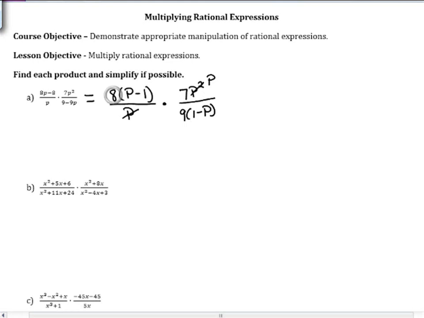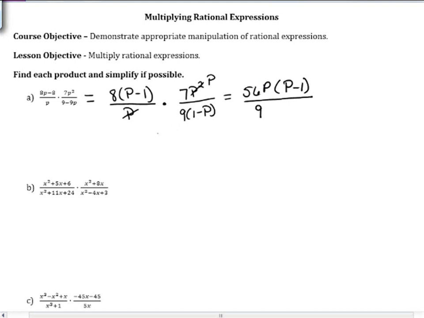There isn't anything that divides both 8 and 9, so those need to remain. And 7 is prime, so nothing divides it. And we have this p minus 1, and here we have 1 minus p. These are almost the same, but not quite. So we'll do what we have canceled first, and then we'll take care of the 1 minus p and the p minus 1. On the top, so far, we have 8 times 7 gives us 56, then that p, and also p minus 1. And on the bottom, we have the 9, and also this 1 minus p.